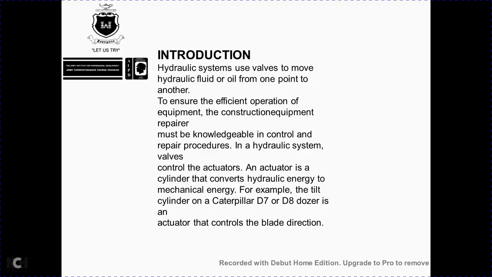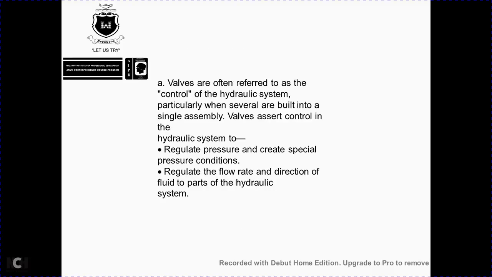For example, the tilt cylinder of the Caterpillar D7 or D8 dozer is an actuator that controls the blade direction. Valves are often referred to as the control of the hydraulic system, and are built with a spring. Some of the valves are also controlled with the hydraulic system, regulate the pressure, create special pressure conditions, and regulate the flow rate and direction of the fluid in parts of the hydraulic system.